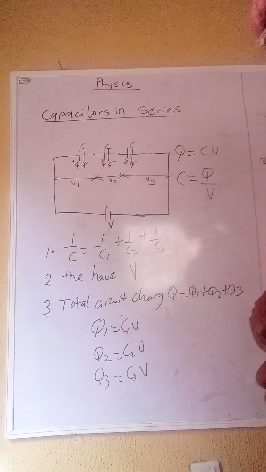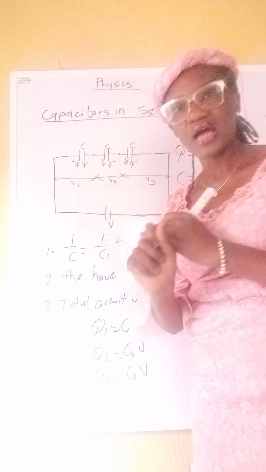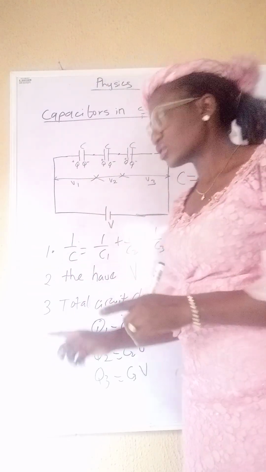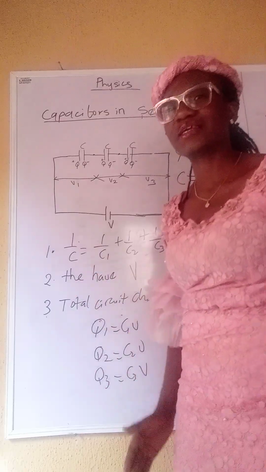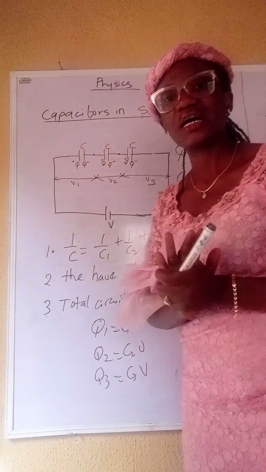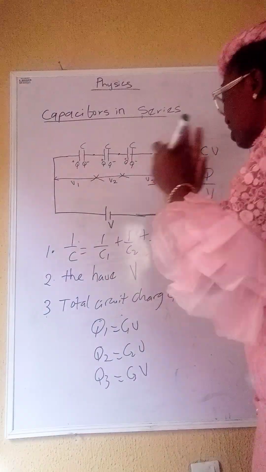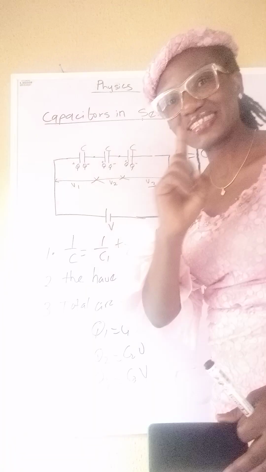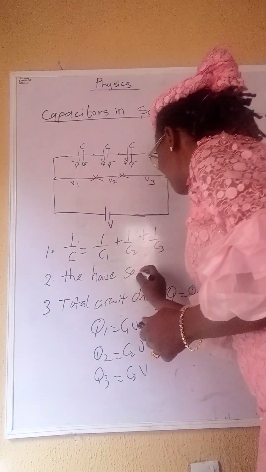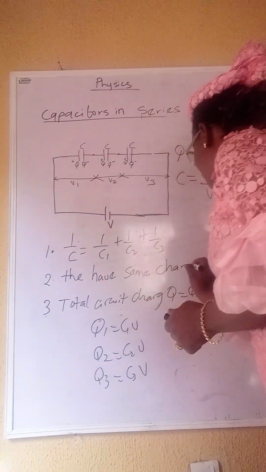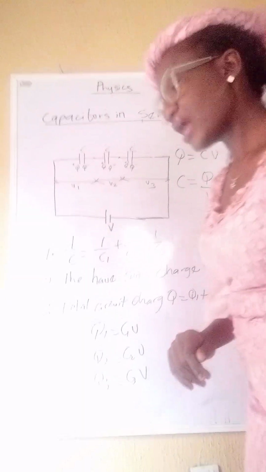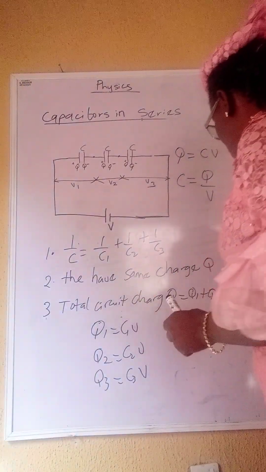Can you see this? Okay, now the second application. What is applicable? The second rule for capacitors in series. When we talked about parallel, we said they all have the same potential difference. Now for series, they don't have the same potential difference, but they have the same charge. They have the same charge Q. Are you following?